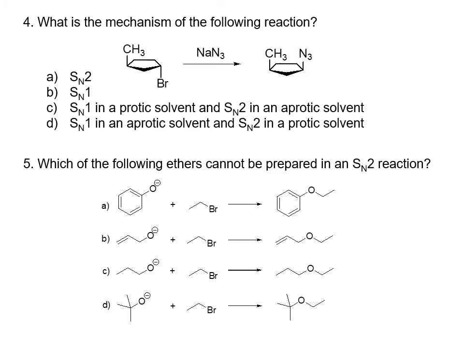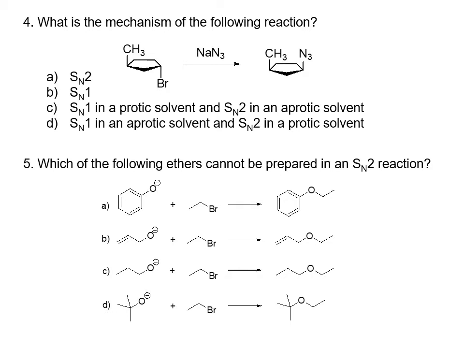What is the mechanism of the following reaction? Here is a reaction of trans 1-bromo-3-methyl cyclopentane with sodium azide. And the product is the corresponding cis compound where the azide group displaces bromine, replaces bromine. We can answer this question, what is the mechanism, even without looking at the 4 possible choices. Clearly, the mechanism involves inversion because carbon 1 that is bonded to the bromine substituent has undergone inversion of configuration.